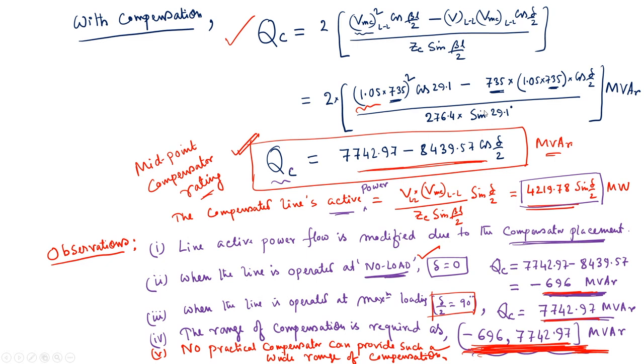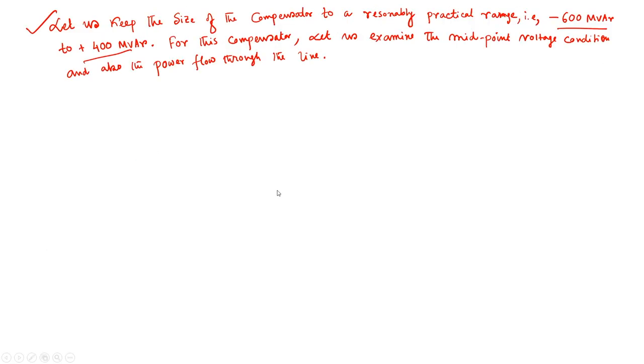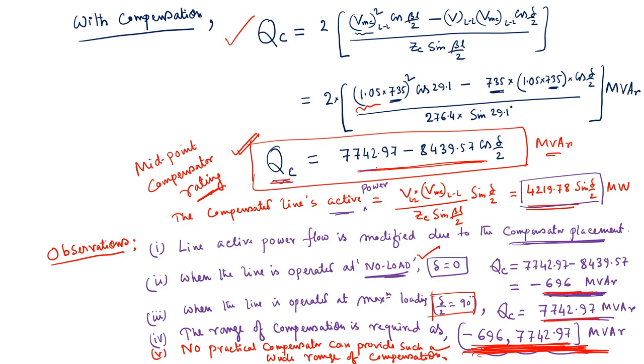Now, we already determined the expression of the midpoint voltage, and we also determined the expression for the midpoint compensator rating, which is this. From this expression, if we put the extreme MVAR limit, then we will come up with some value of delta. So, suppose when the compensator rating QC is -600 MVAr, then what we can write is, for this equation let me copy it into this slide, QC is equal to 7742.97.